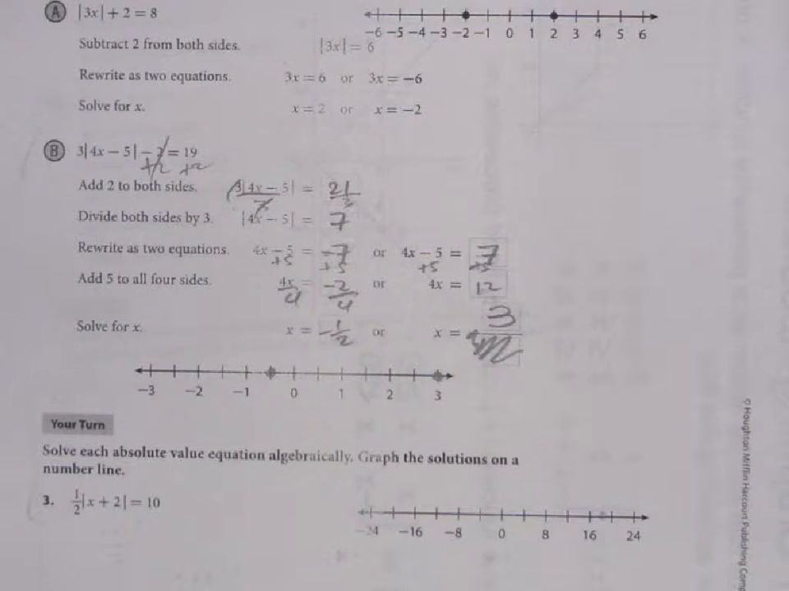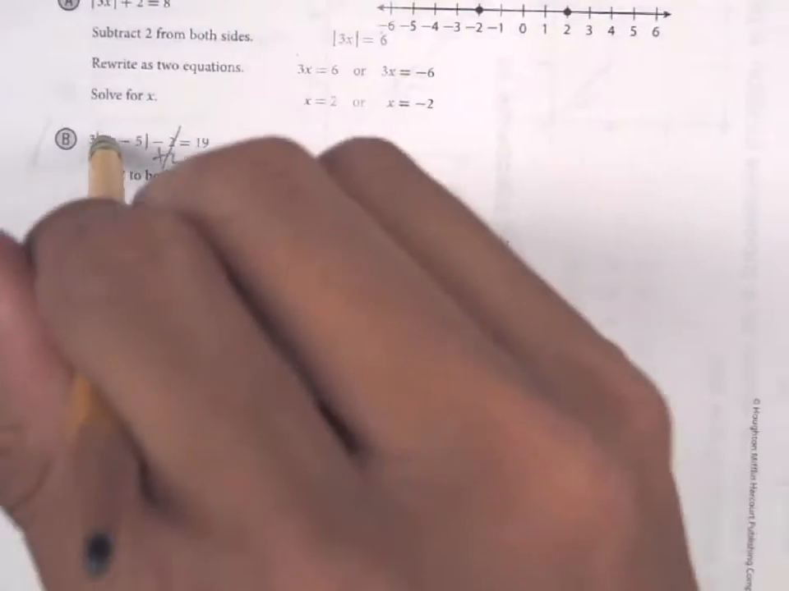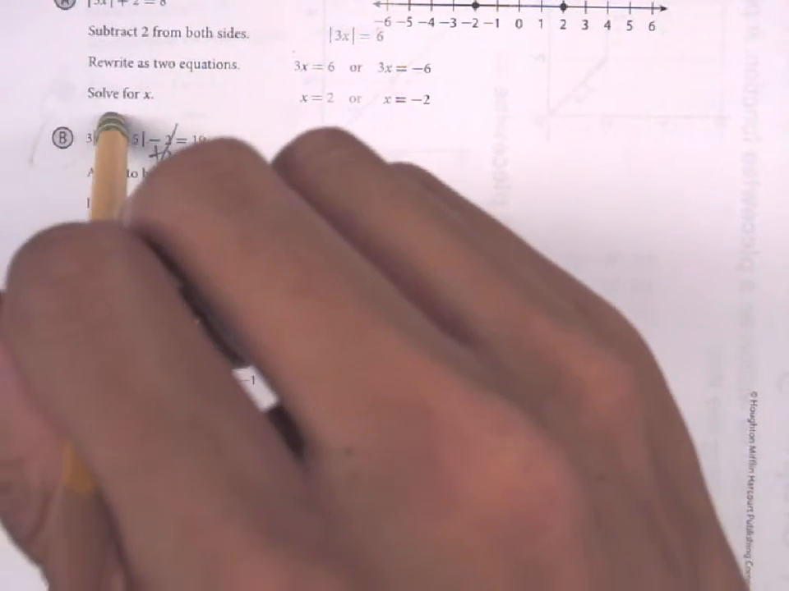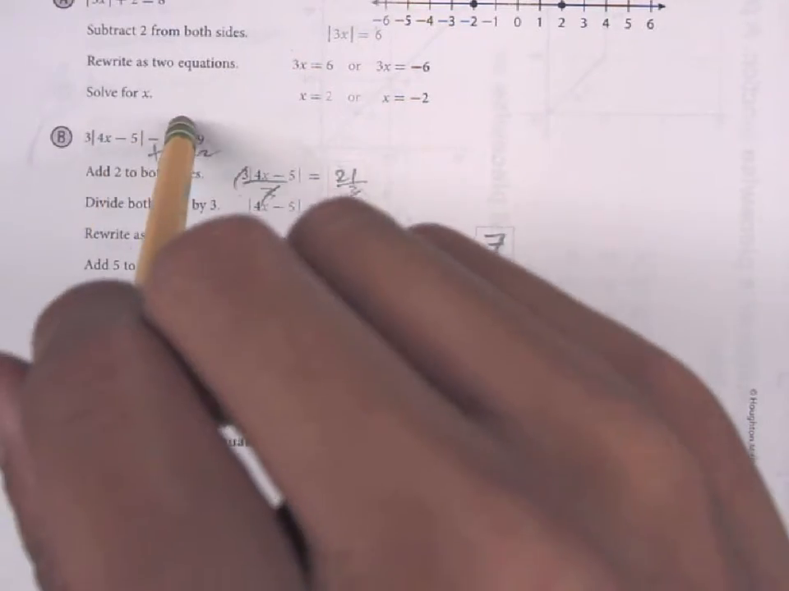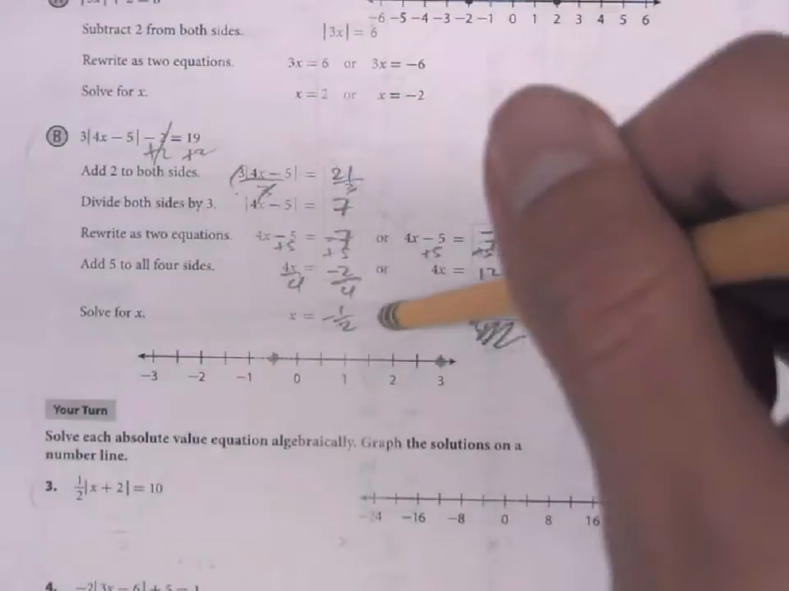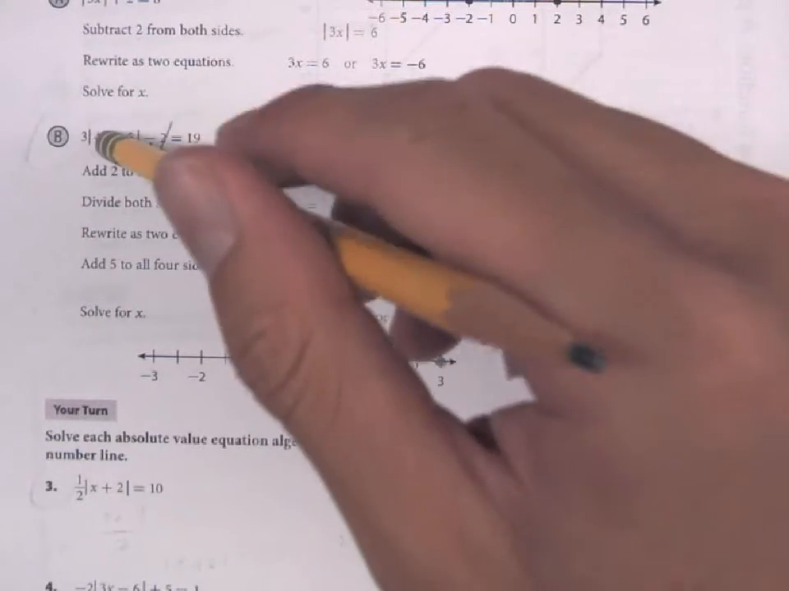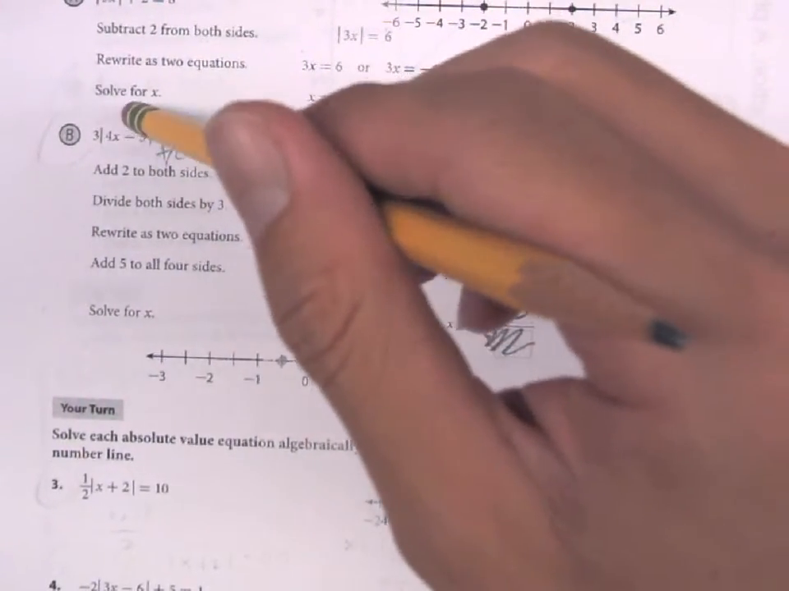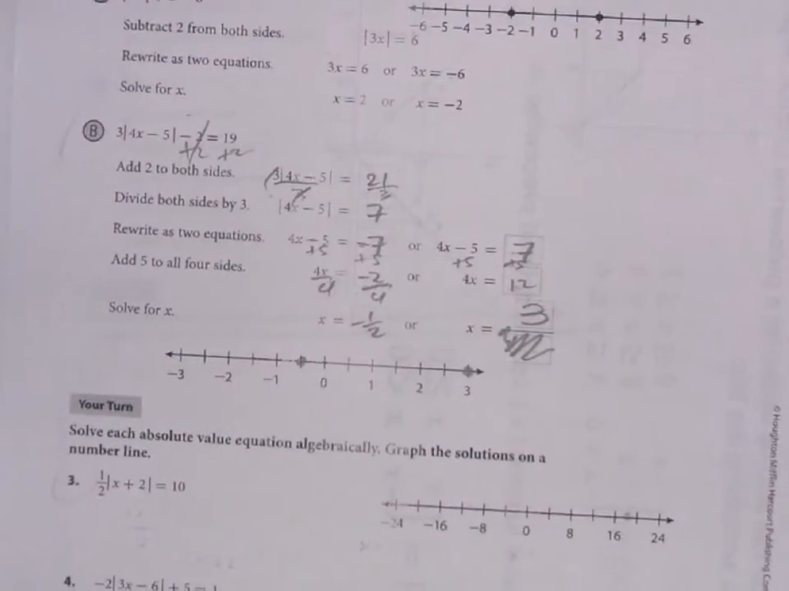So you could also check your work. If you wanted to check your work with this, plug in 3 here. 3 times 4 is 12. 12 minus 5 is 7. Absolute value of 7 is 7. 7 times 3 is 21. 21 minus 2 is 19. Good. Check this one. So 4 times -1/2 is going to be -2. -2 minus 5 is -7. Absolute value of -7 is a positive 7. 3 times 7 is 21. 21 minus 2 is 19.